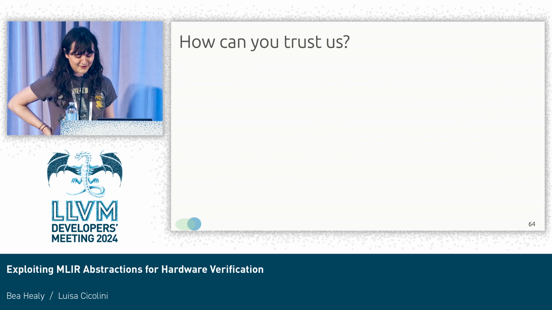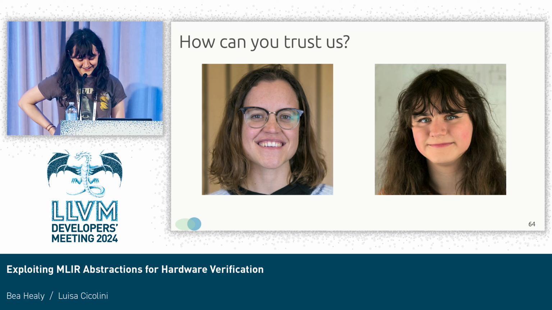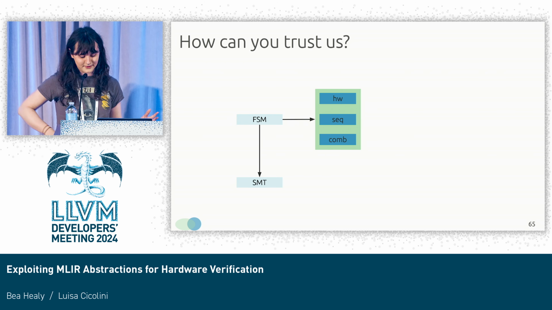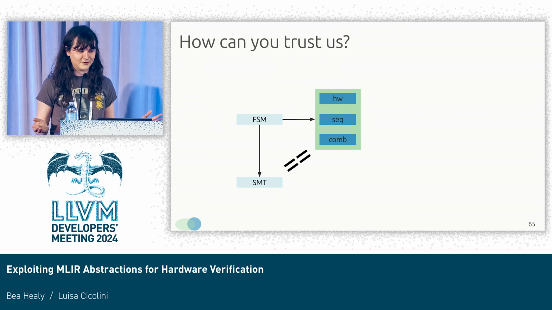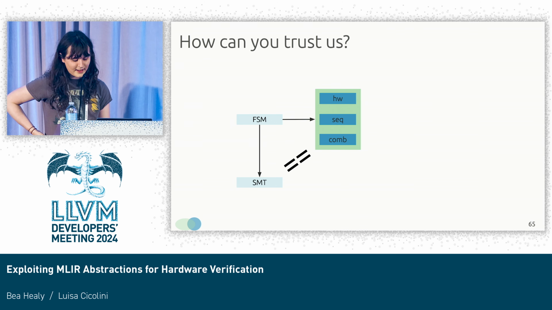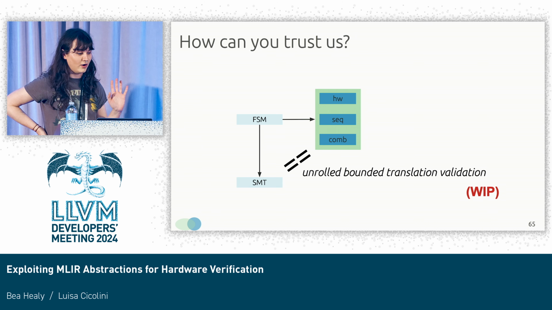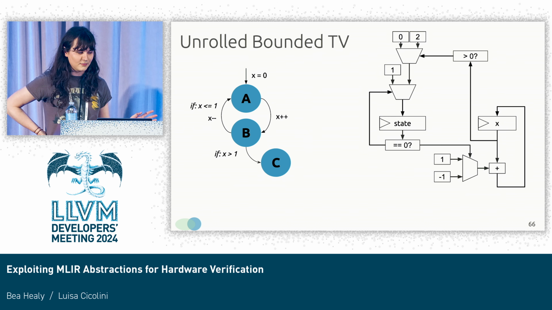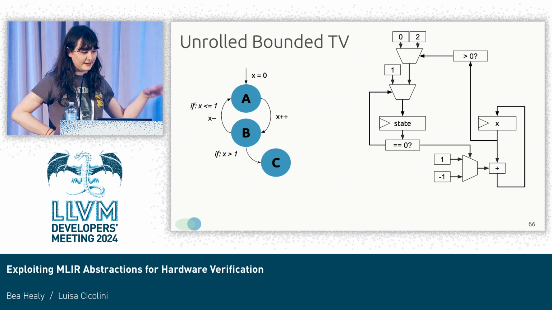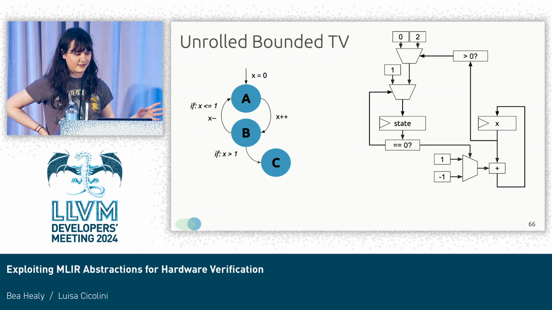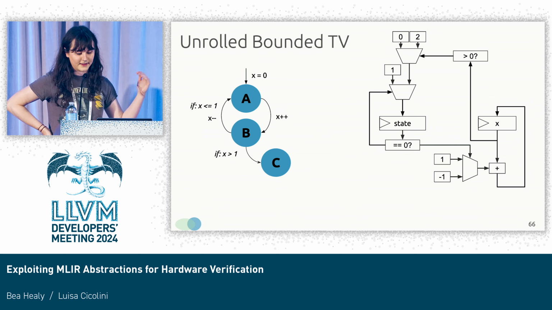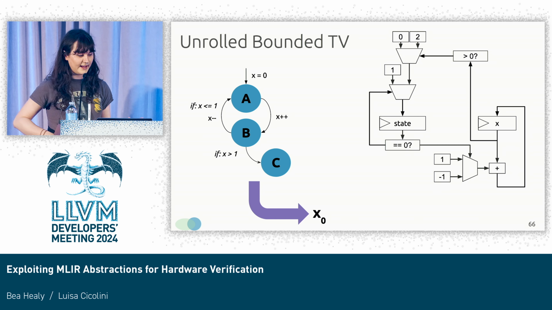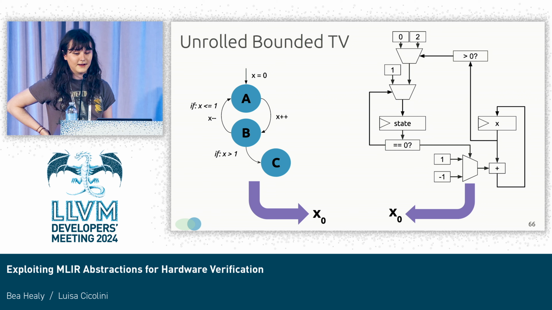The next question: how can you trust us? I mean, obviously, we've got very trustworthy faces, but we're saying that this SMT model and this core dialect model are equivalent. And that's a pretty big leap of faith to take when you're verifying a piece of hardware. So the current work-in-progress way of verifying that is on-roll bounded translation validation. The idea is fairly simple. We have this FSM model in SMT, and we have this core dialect representation. We step through cycle by cycle, because the RTL bounded model checking is cycle by cycle. And in each cycle, we're going to get a value of X out of the FSM, and a value of X out of the circuit.